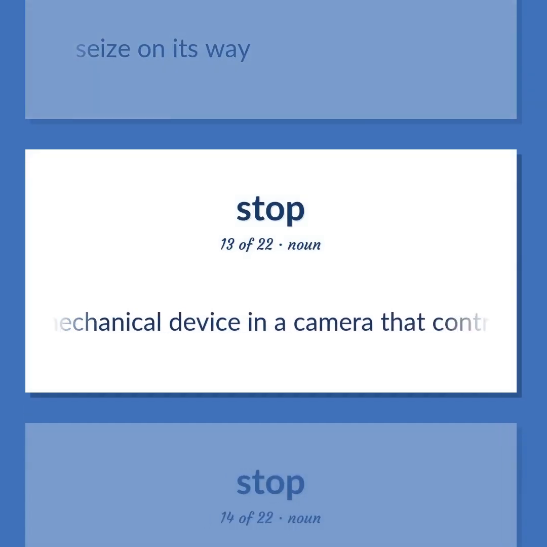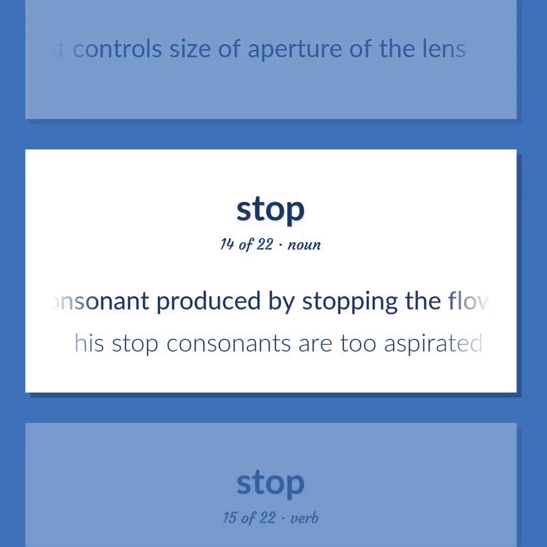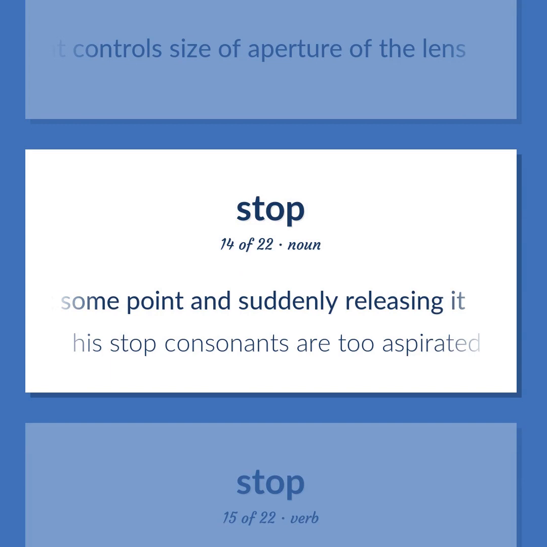A mechanical device in a camera that controls size of aperture of the lens. A consonant produced by stopping the flow of air at some point and suddenly releasing it. His stop consonants are too aspirated.